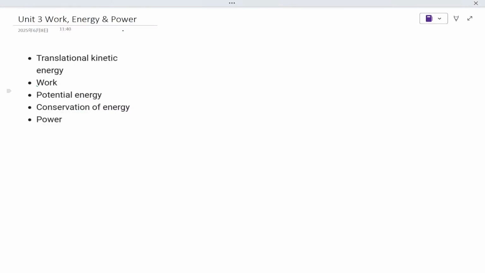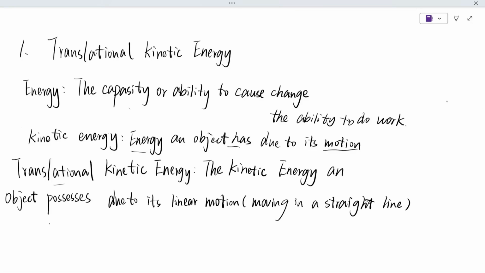Hello and welcome back. Today we're going to talk about Unit 3, Work, Energy, and Power. These are the 5 topics you need to understand. 1. Translational kinetic energy. 2. Work. 3. Potential energy. 4. Conservation of energy. And number 5. Power. Let's begin. First topic, translational kinetic energy.